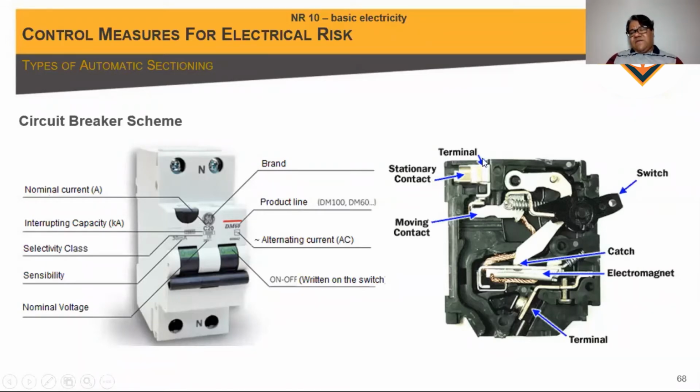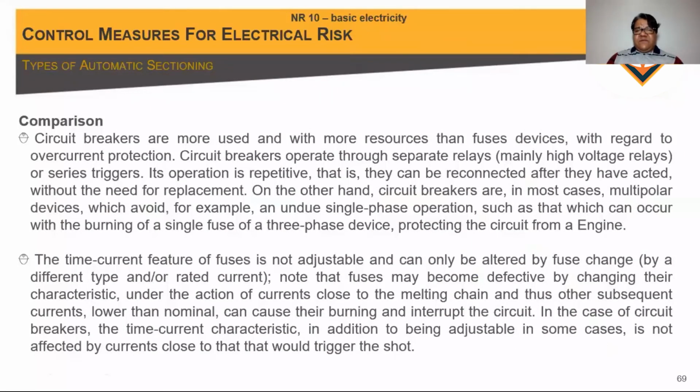Inside we have the terminal, the stationary contact, the switch to power it on and power it off and rearm, the catch, the electromagnet inside, and the thermal part for the bimetallic part. And right here we have a moving contact. Comparison between fuses and circuit breakers.